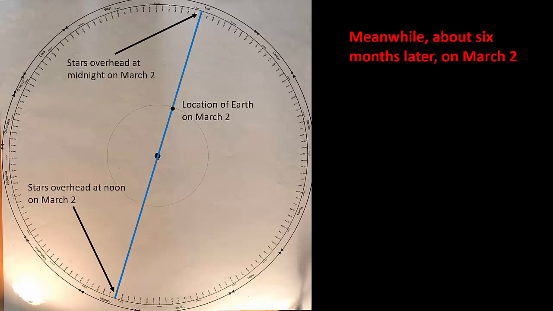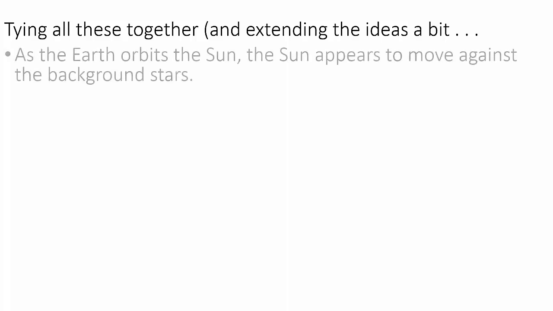And so you see a different batch of stars. We could do this month by month all the way around the year and see what stars are behind the Sun and not visible to you at that time, and then what stars are overhead at midnight. So we've got some ideas that we can tie together here. As the Earth orbits the Sun, the Sun appears to move against the background stars. It also makes them impossible to see.